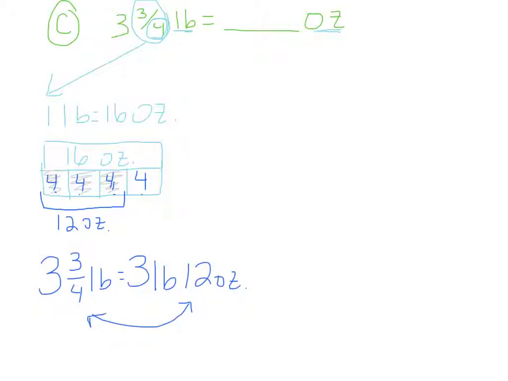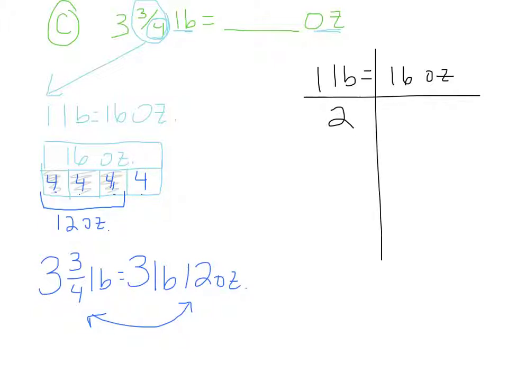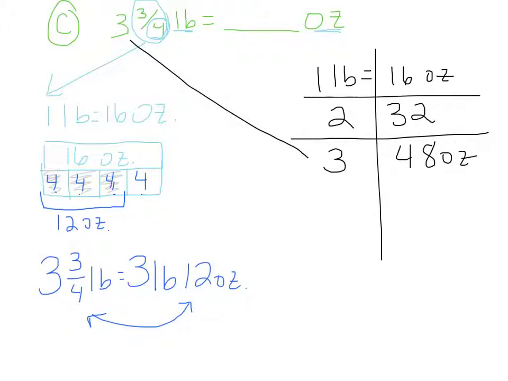Okay, so let's go ahead and see how we can go back to solve the problem. So far, we've just figured out what the 3/4 means. So we need to figure out how many ounces are 3 pounds and 3/4 of a pound. So let's go ahead and go back to our T-chart. Knowing what I know, 1 pound is equal to 16 ounces. So 2 pounds is equal to 32 ounces. 3 pounds is equal to 48 ounces. Okay. So I've done my 3 here. I found my 3. So I'm going to stop there.